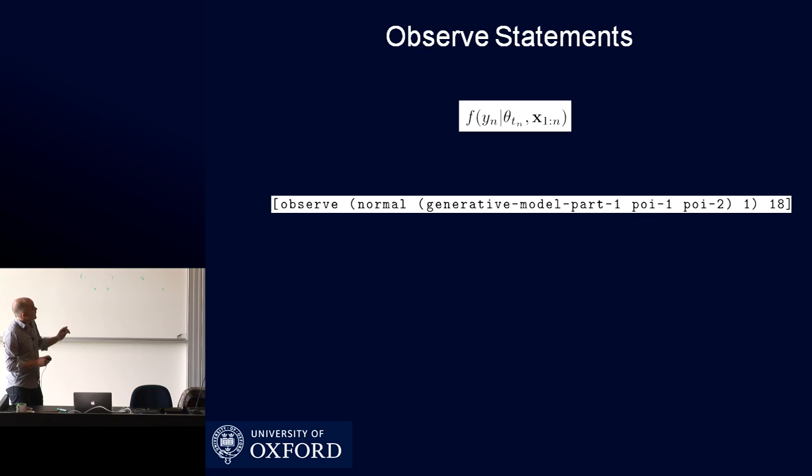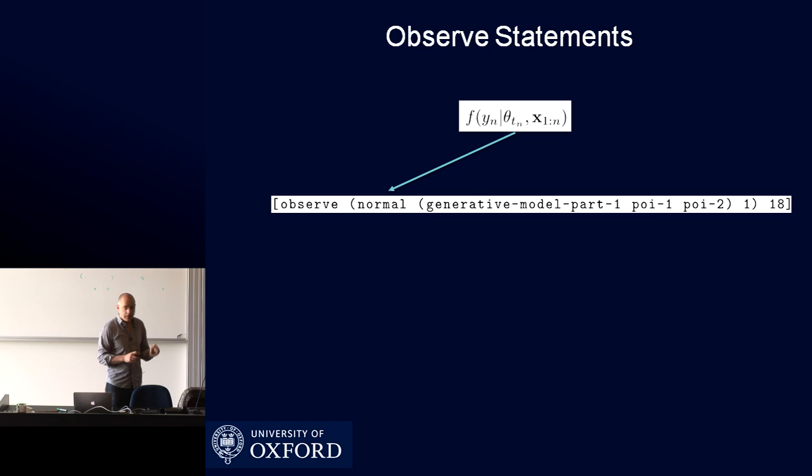So let's interpret observed statements. How do we read an observed statement, and how does it correspond to the math? Okay, so f, y n, theta, t n, x 1 to n. The type of this is normal.